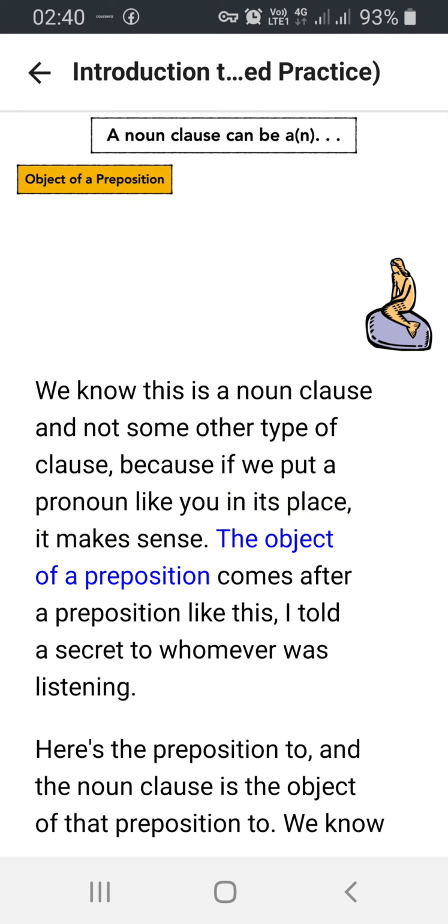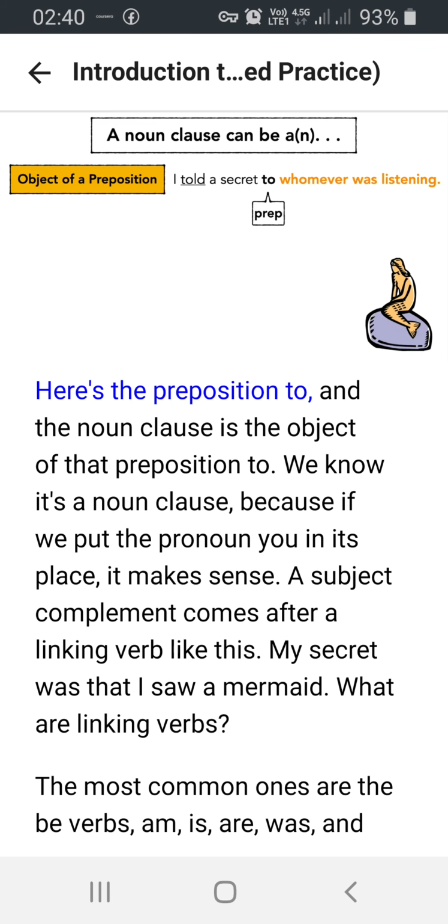The object of a preposition comes after a preposition like this. I told a secret to whomever was listening. Here's the preposition to, and the noun clause is the object of that preposition, to. We know it's a noun clause because if we put the pronoun you in its place, it makes sense.